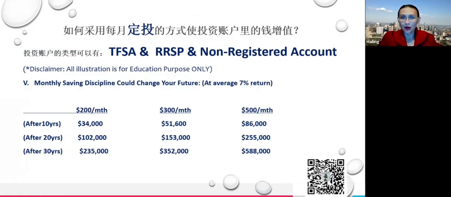So a lot of people say, well, I don't have the lump sum money. Can I do it more like a monthly contribution? Yes. So in another way, if you would like to put in a monthly contribution, 200 per month, 300 per month, or 500 per month, let's just do an average 7% rate of return, net return to the client. So we would like to show you how your money can grow after 10 years, after 20 years, after 30 years, right? The longer your money is sitting there, the bigger a portfolio you will be able to build up, okay?